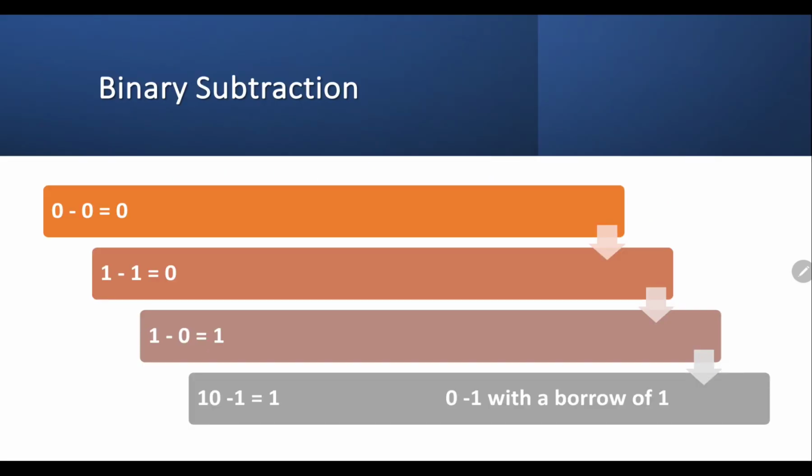For binary subtraction, the thing that you have to remember is 0 minus 0 is 0. 1 minus 1 is 0. 1 minus 0 is 1. 0 minus 1, you have to borrow. You have to borrow 1.